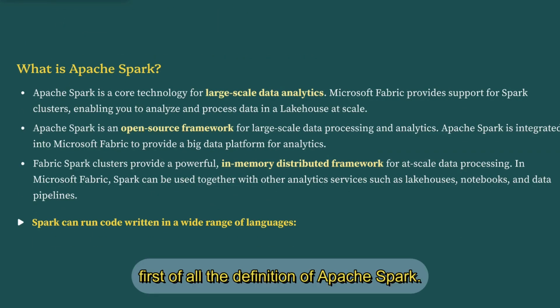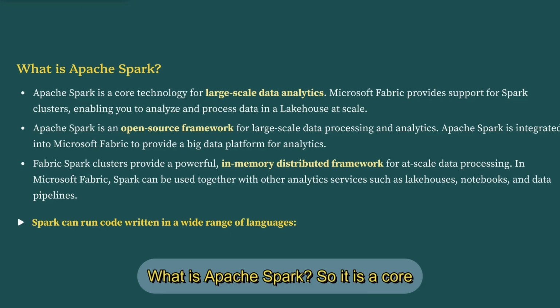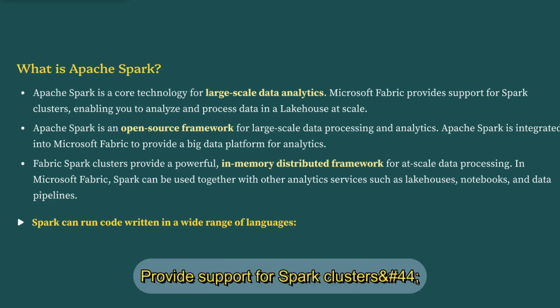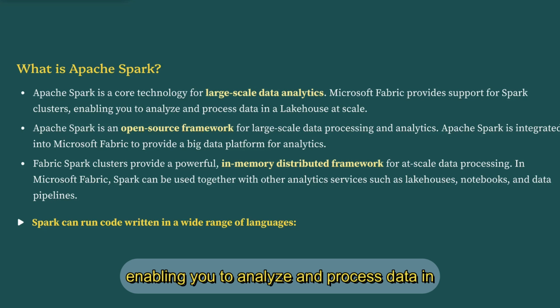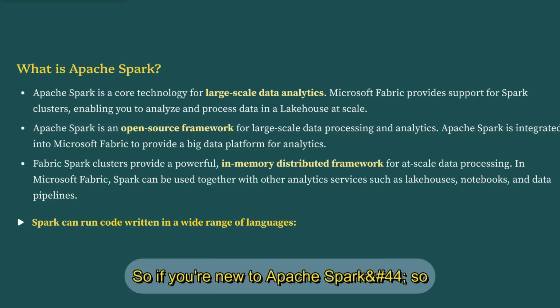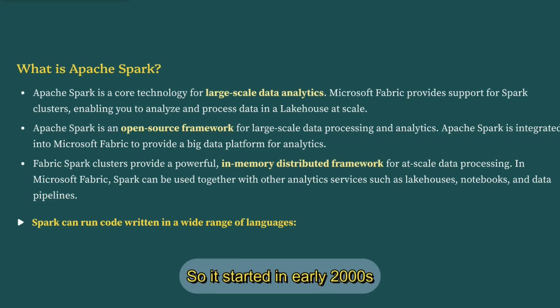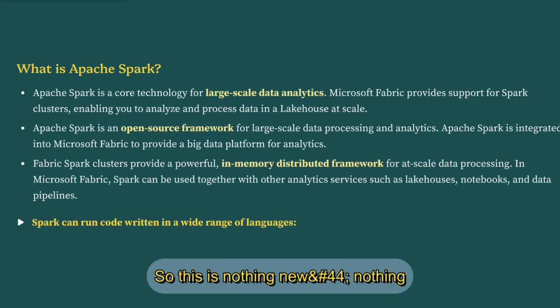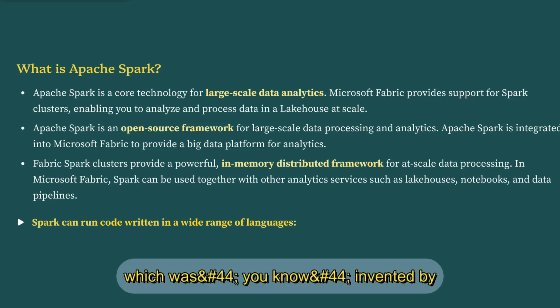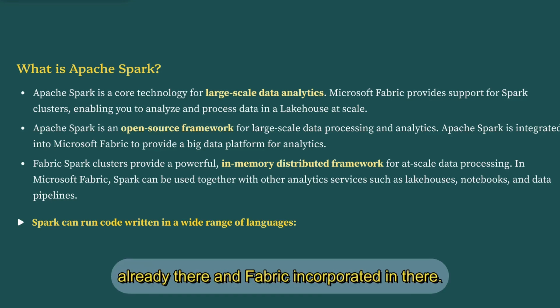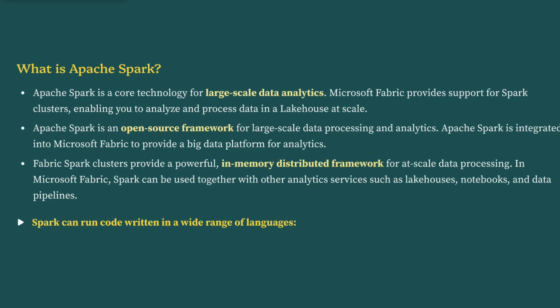So first of all, the definition of Apache Spark. What is Apache Spark? It is a core technology for large scale data analytics. Microsoft Fabric provides support for Spark clusters, enabling you to analyze and process data in Lakehouse at scale. If you're new to Apache Spark, let me tell you, Apache Spark is nothing new. It started in the early 2000s, started with Hadoop. I'll explain the timeline as well. This is nothing invented by Microsoft Fabric, right? This is a concept which was already there and Fabric incorporated it in their platform.